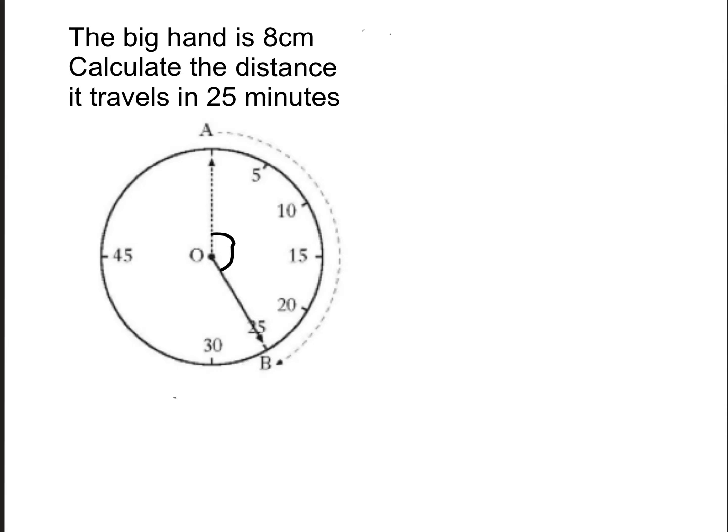Moving on, let's put it into a bit more context this time. So I mentioned a clock face. Here we have a clock face and we're told that the big hand is 8. So that means my radius here is 8. And I have to calculate the distance it travels in 25 minutes. So arc equals your angle over 360. Now I don't know my angle, but I'm going to come back and get that in a second, times pi times d. Now d will be double 8, so 16.